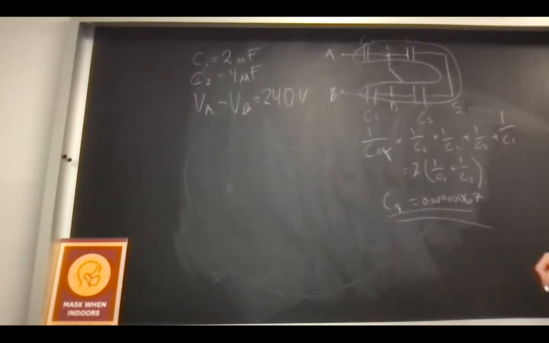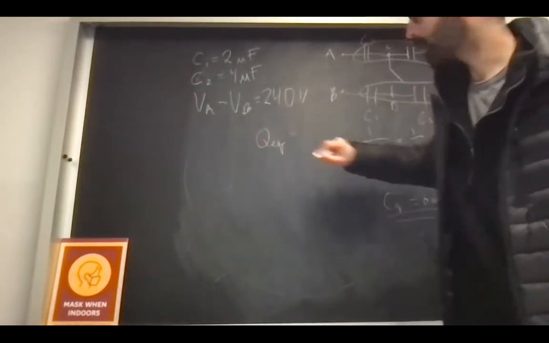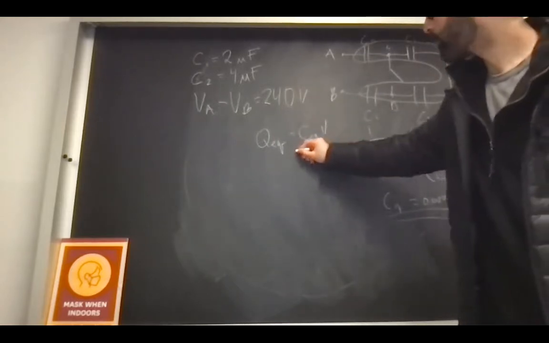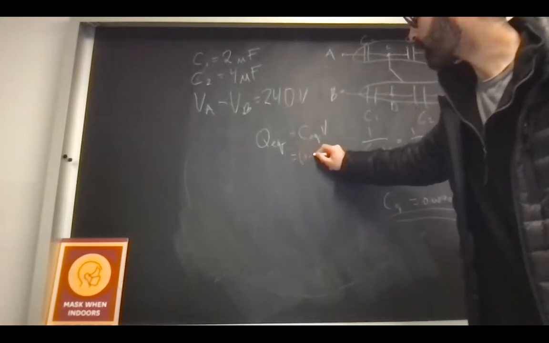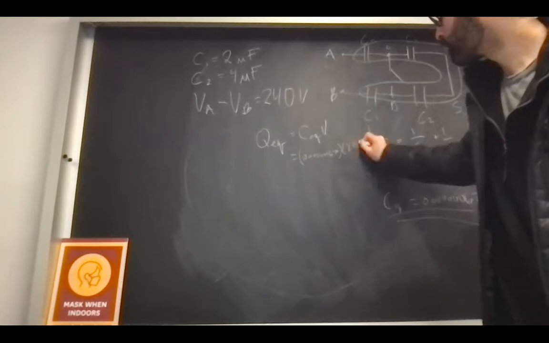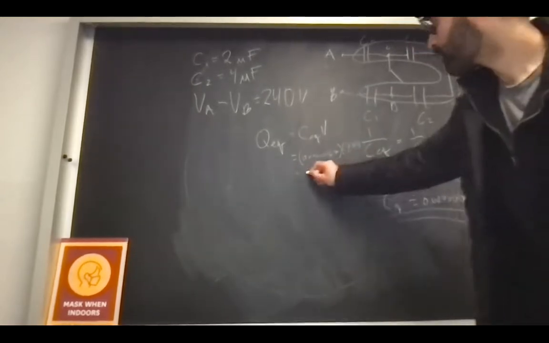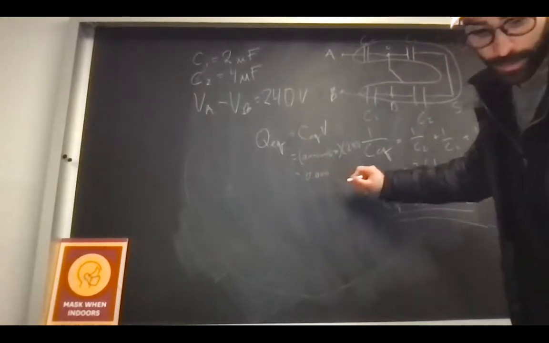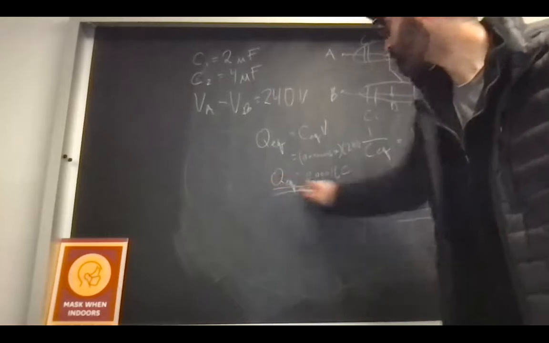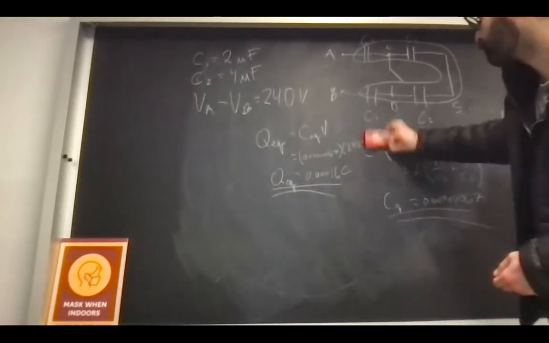Afterwards, we can now find that charge. So that's Q EQ equals CEQ V. All right. Plug in that value we just got, 6 zeros 6 7, times 240. That comes out to be 0.12316 coulombs. Okay. So this part right here we should be pretty comfortable with. I'm going to erase this part.